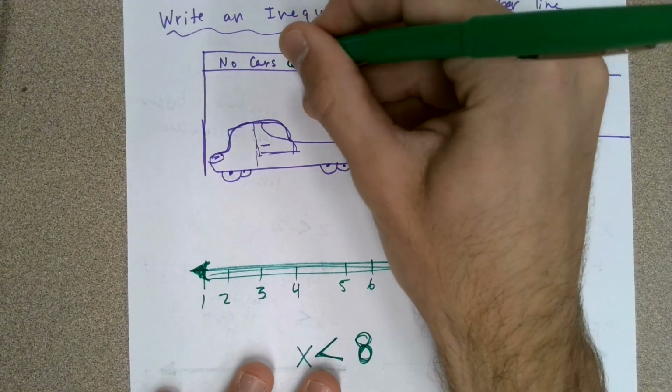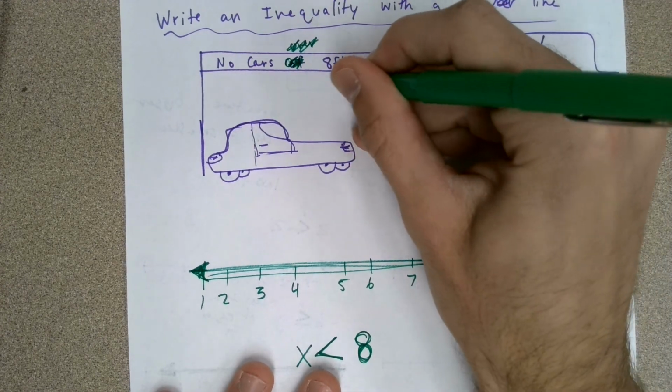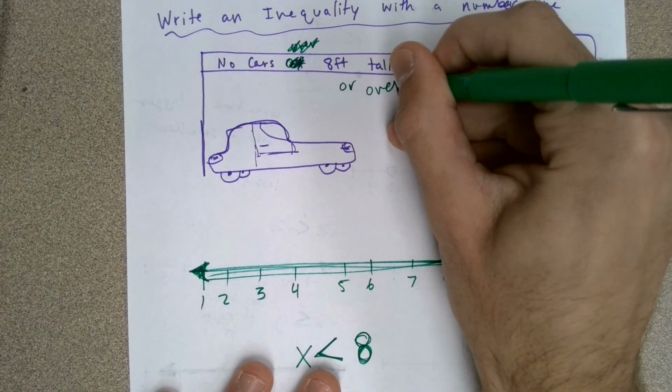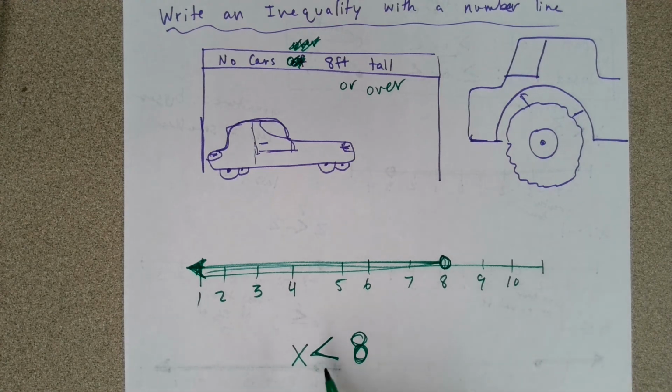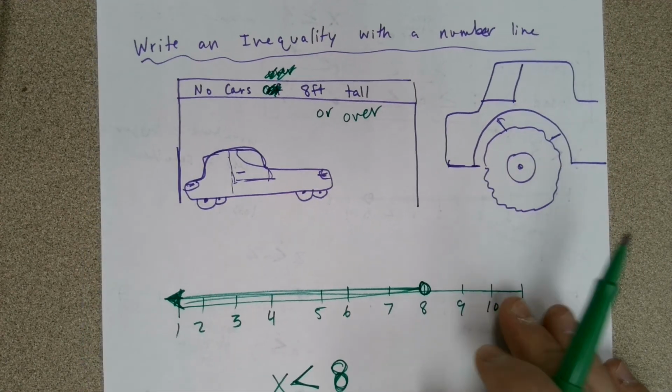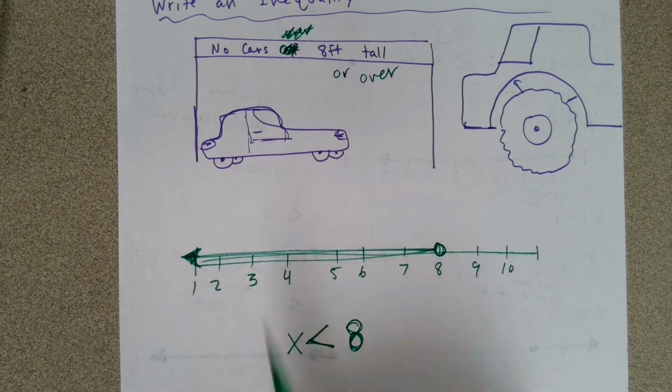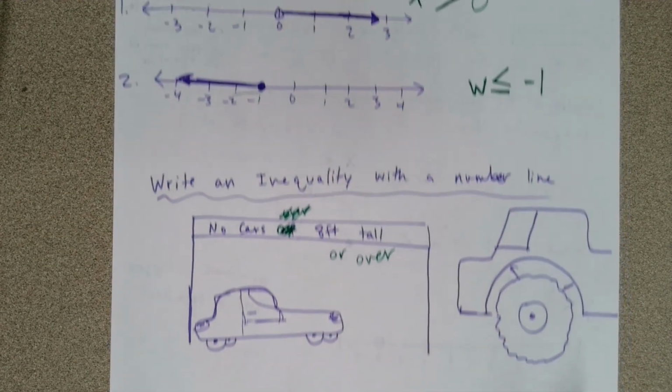No cars, let's change it up. No cars 8 feet tall or over. So you got to be a car under 8 feet tall in order to get in. The monster truck's over 8 feet tall, it can't get in. This car is under 8 feet tall, it can get in.